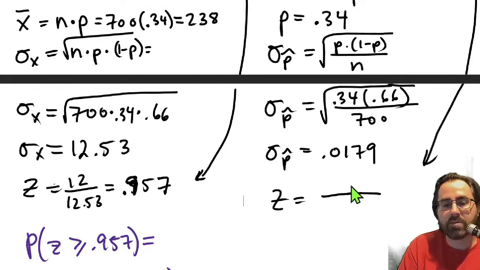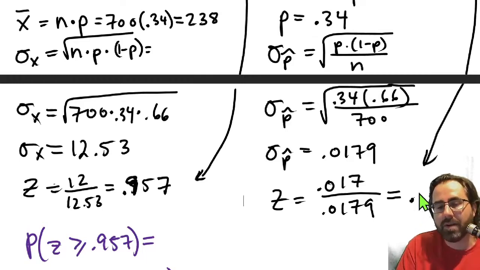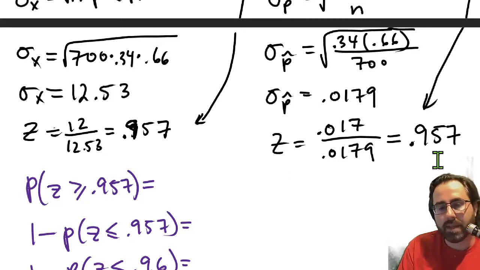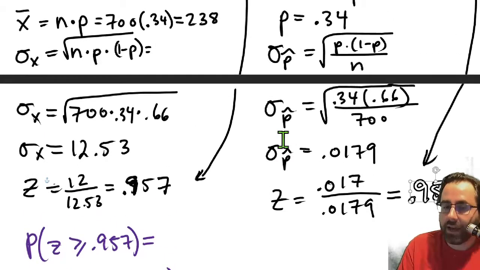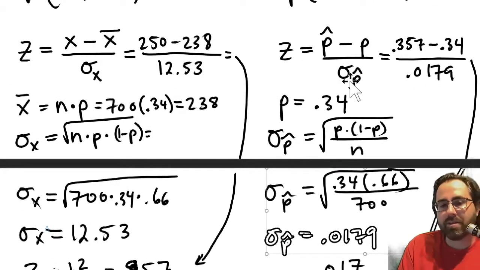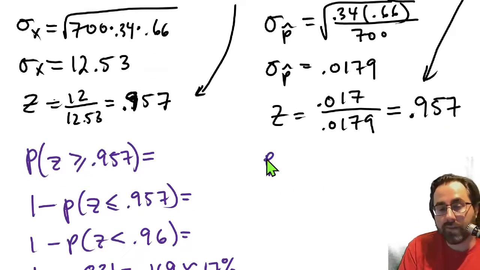So the top, subtracting those, is 0.017, and the denominator is 0.0179. So let's divide that. When you divide 0.017 by 0.0179, what do you get as your z-score? 0.957. And now it's actually the same problem. But to see that, you had to understand how to calculate standard deviations with a proportion. That means you had to understand that we're dealing with proportions and not counts. So the rest of the problem is actually identical, and I'll just do it anyway, even though it might seem like a formal exercise.